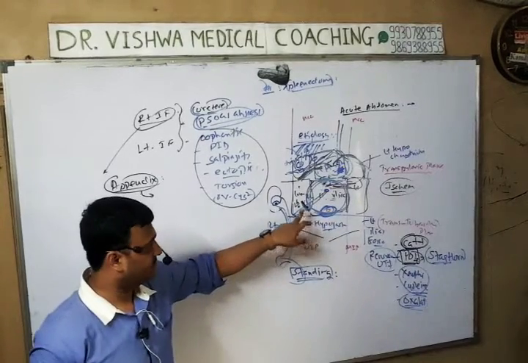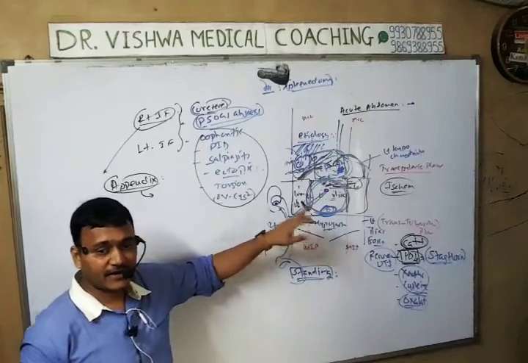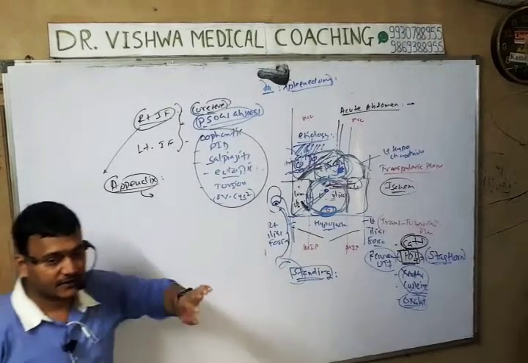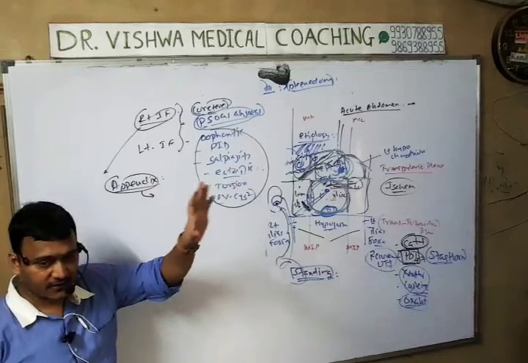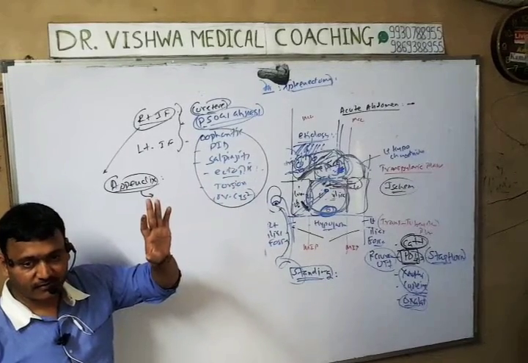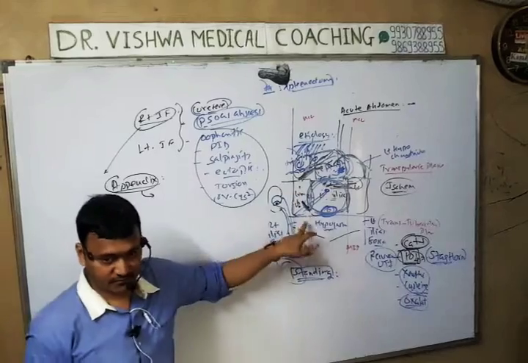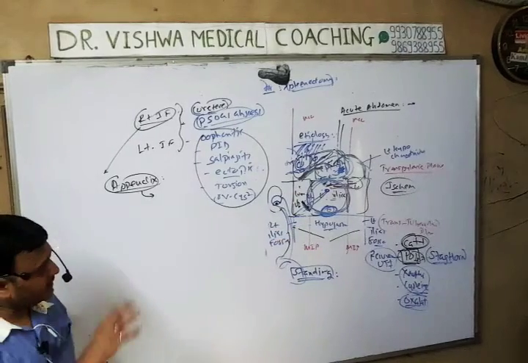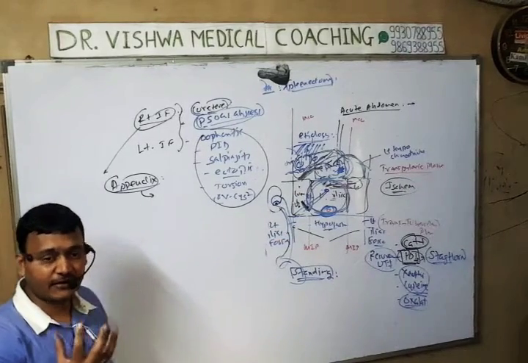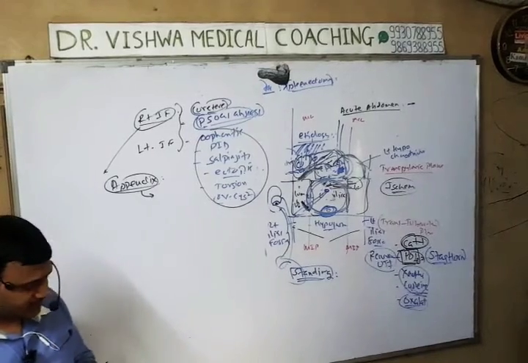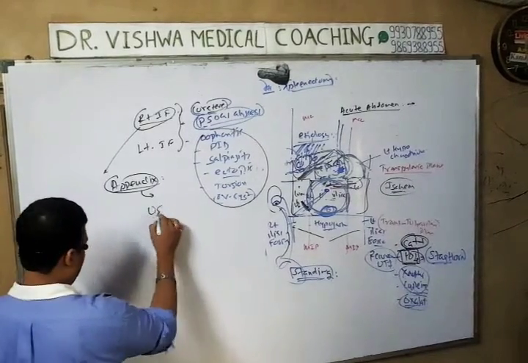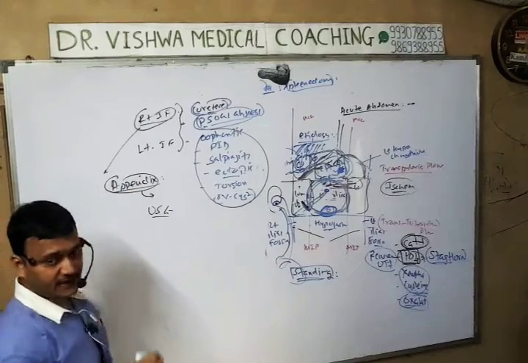And what will you find? Can you see the appendix normally? Why is it not seen on USG? On ultrasound, the appendix is not seen unless it is enlarged and has an appendicular mass or appendicular tumor. Then only it can be seen in the ultrasound. So ultrasound is not the way to diagnose appendicitis.